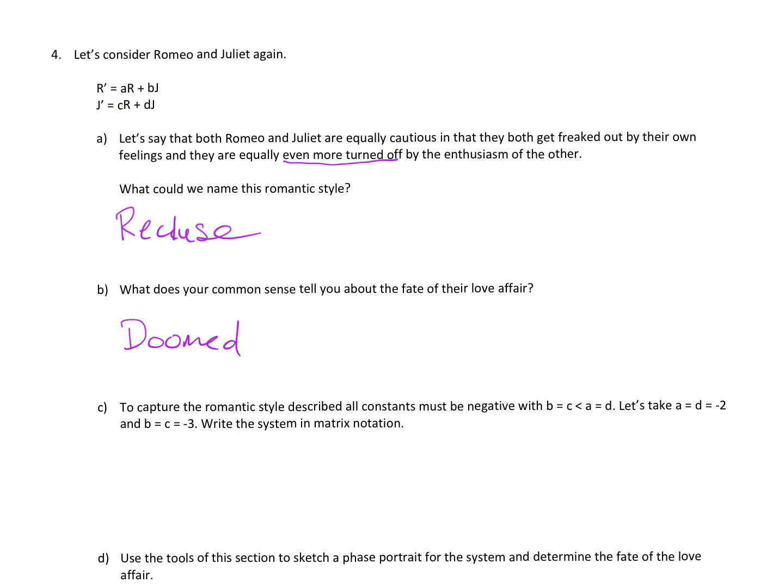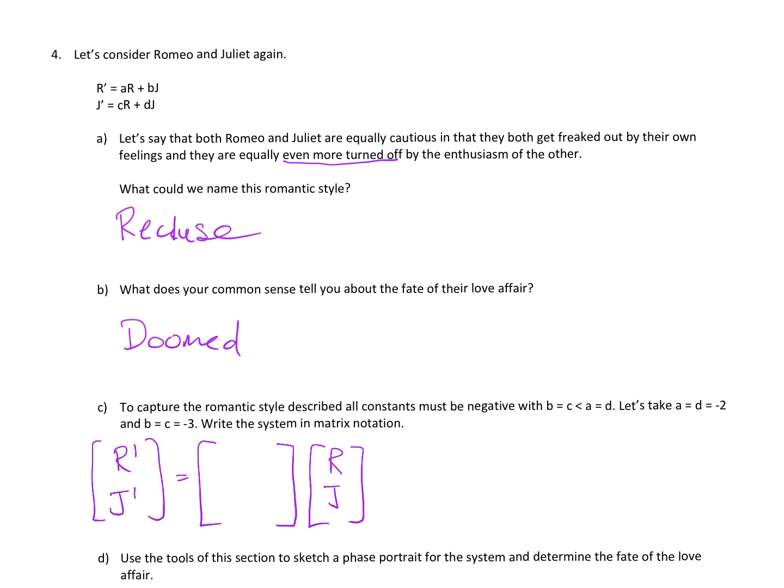Okay, so we're just going to have A and D be -2 and B and C be -3, and we'll write it in matrix notation. So we have R prime, J prime equals the coefficient matrix times R, J.